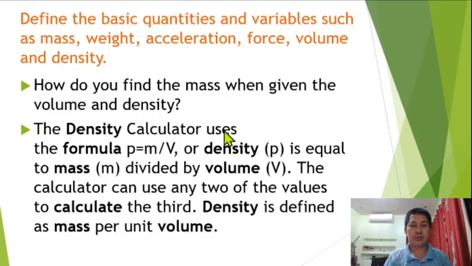Density calculator uses the formula ρ equals mass over volume, or density is equal to mass divided by volume, and the calculator can use any of the values to calculate the third. Density is defined as mass per unit volume.